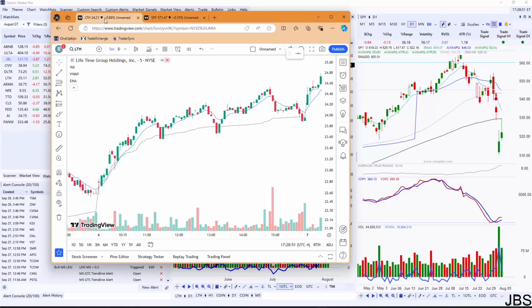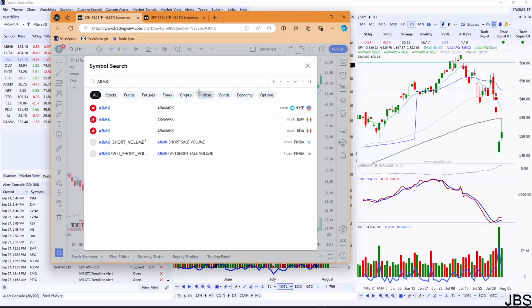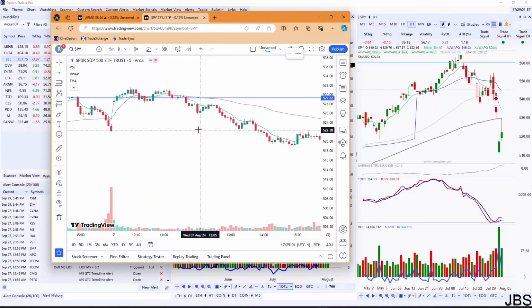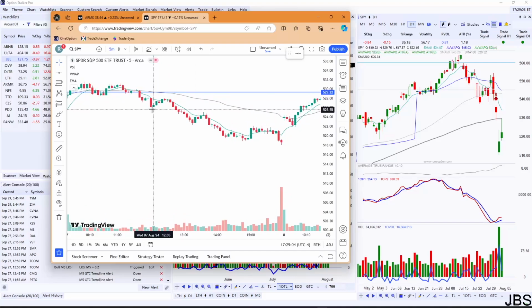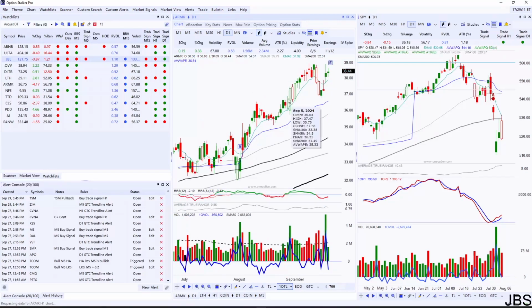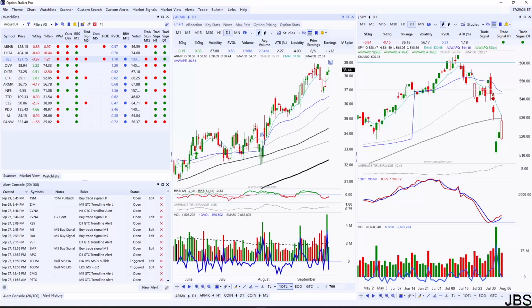All right, on 8/7, took ARMK as a day trade. So here is SPY on the 7th. Let's take a look at ARMK. On the 7th, ARMK day trade short. So post earnings trade, gapped up, and this is a pretty interesting setup.